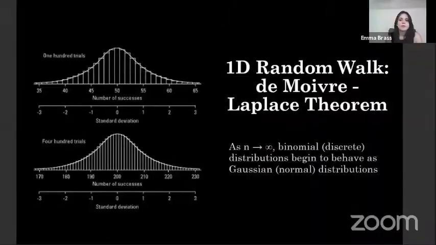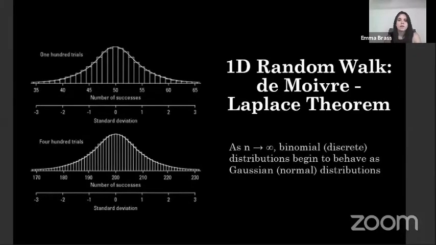As we know, this is a special case of the central limit theorem. It states that as n approaches infinity, the binomial or discrete distribution begins to behave as a Gaussian or normal distribution. In other words, as the number of trials increases, a one-dimensional random walk begins to resemble a Brownian motion characterized by a normal distribution. This can also be proven, similarly to the central limit theorem, by analyzing the moment generating function of a random variable that has unit variance and 0 expectation.